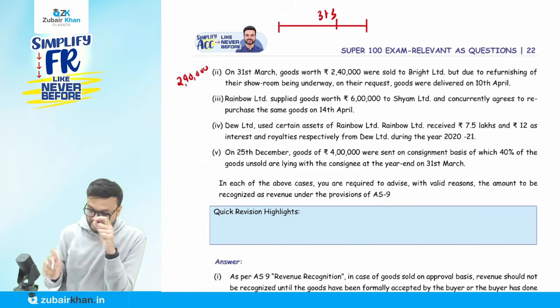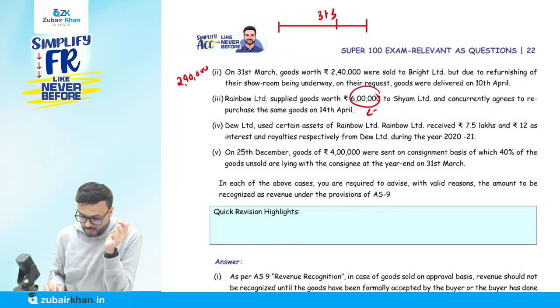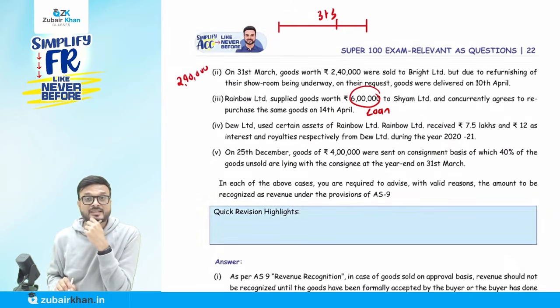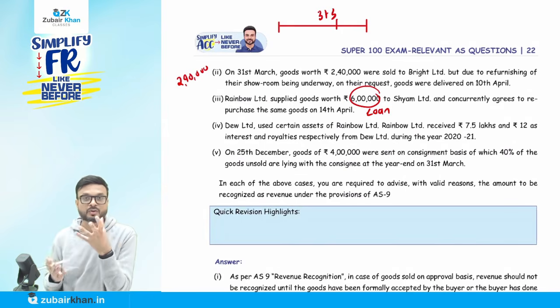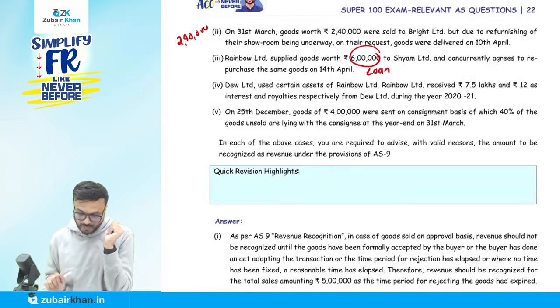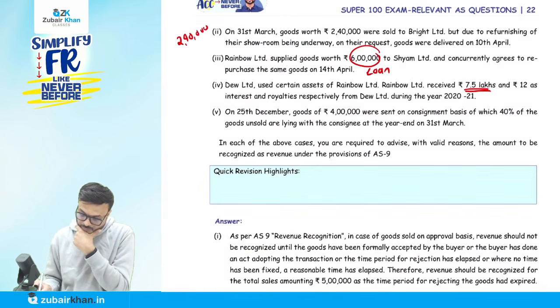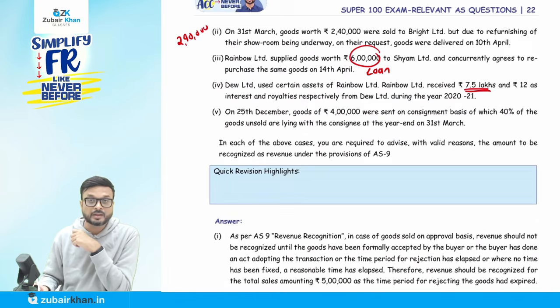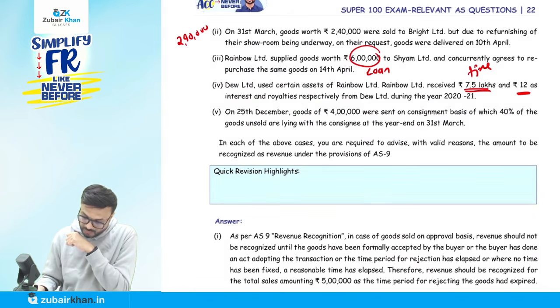Now Rainbow Limited supplies goods worth rupees 6 lakh to Shyam and concurrently agrees to repurchase. It will not be recorded as sales. It is a financing arrangement, so it will be recorded as a loan. If you repurchase at a higher value, the difference will be recorded as what? Interest. Now, Due Limited uses certain assets of Rainbow Limited. Rainbow Limited received rupees 7.5 lakhs as royalty and rupees 12 lakhs as interest on the outstanding amount. How will this interest and royalty be recorded?